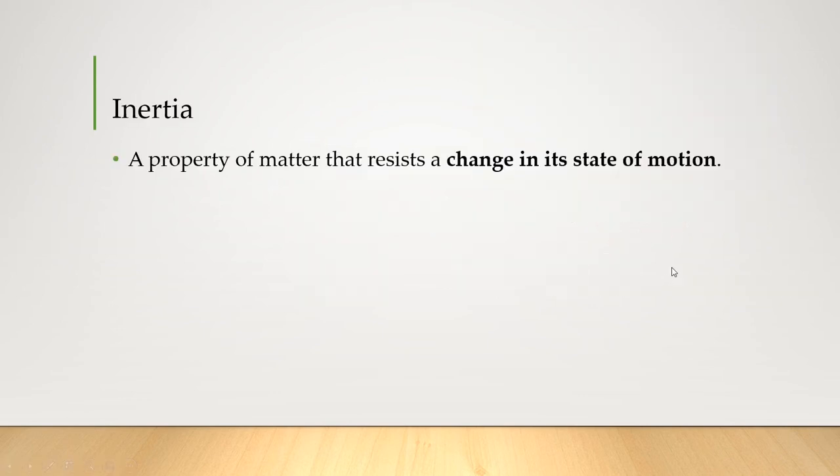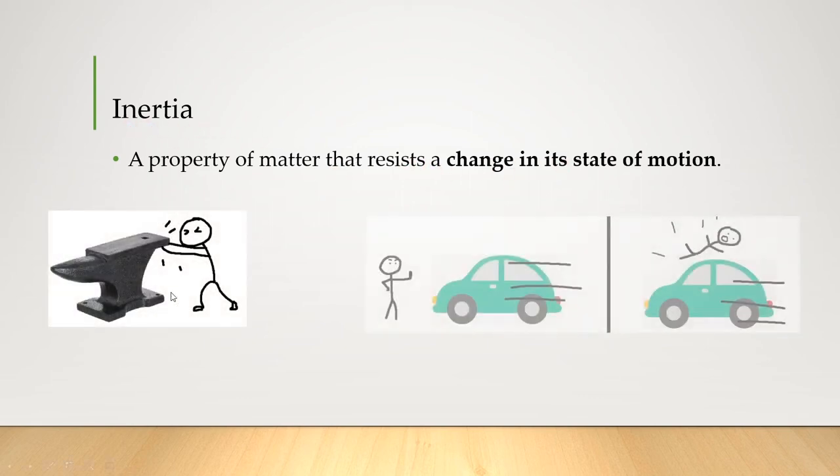Okay, let's proceed. Inertia. Inertia is a property of matter that resists a change in its state of motion. So whatever is its current state, if it's moving or not moving, it resists a change in that motion. Yung resistance niya na yon, that is inertia. For example, here are two kinds, ano? Here's one guy trying to push or pull an anvil, and here's a guy trying to stop a moving vehicle. Both are in a certain state of motion.